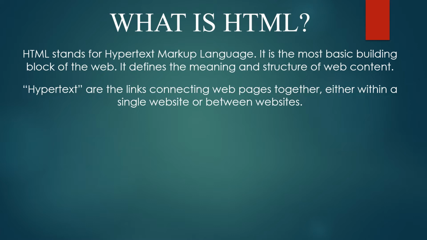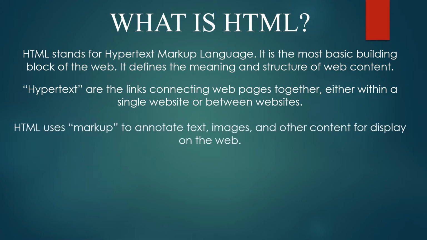So you may go to a website and you see a link and you tap it and it takes you to a different web page, which is either on that same website or on a different website. We call that link hypertext. Okay, and concerning markup, HTML uses markup to annotate text, images, and other web content for display on the web. Okay, so examples of markups, you have the HTML tags, the opening and closing tags. You have the paragraph, you have the headers, as we are going to see today.